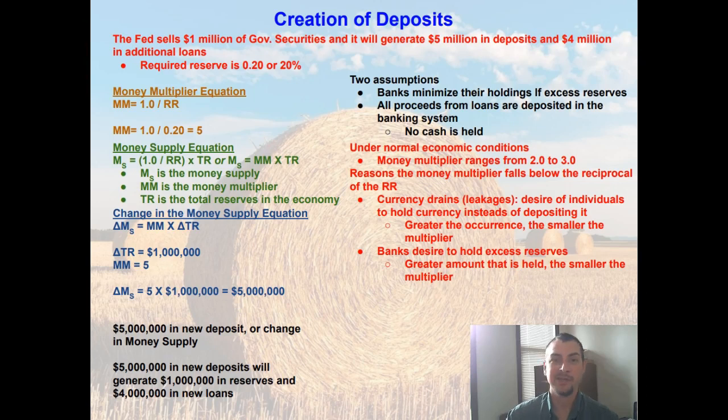goes into Bank B. Bank B takes a certain amount and loans it out. And then that loaned amount goes into Bank C, and it continues on that trend. And we said that by the time we get all the way to the bottom and that money is fully loaned out, we wind up seeing that $1 million generates $5 million in deposits at a required reserve ratio of 20%.